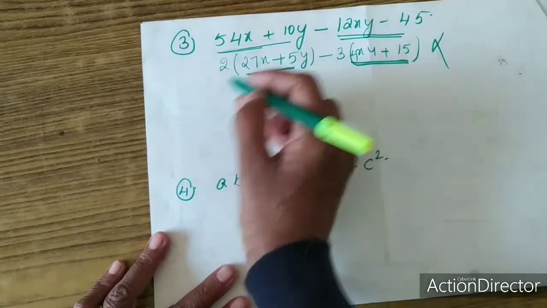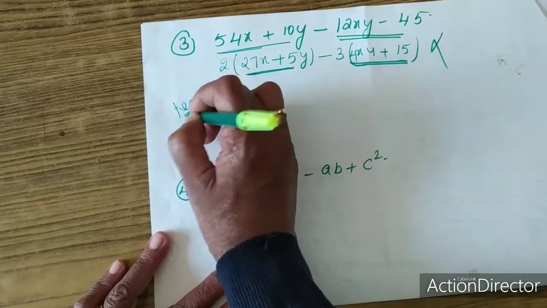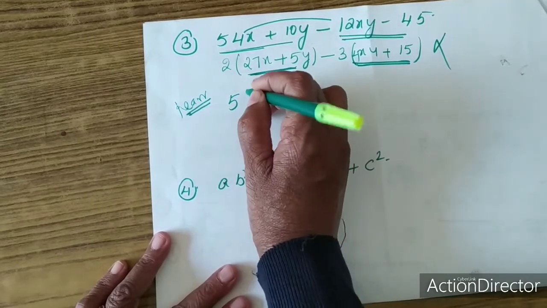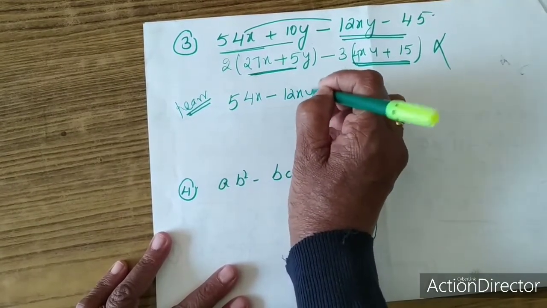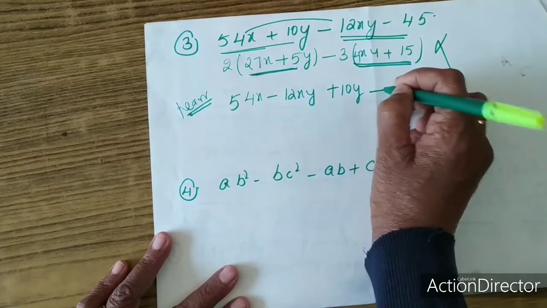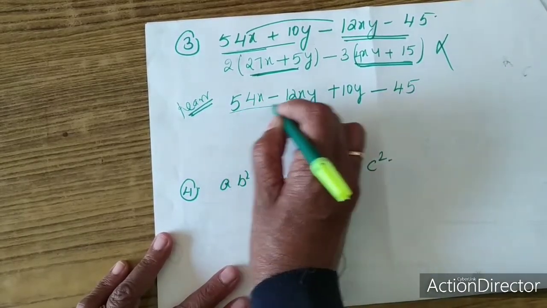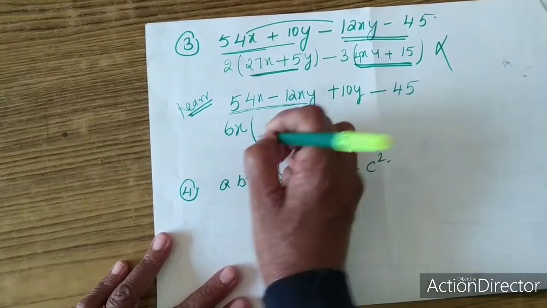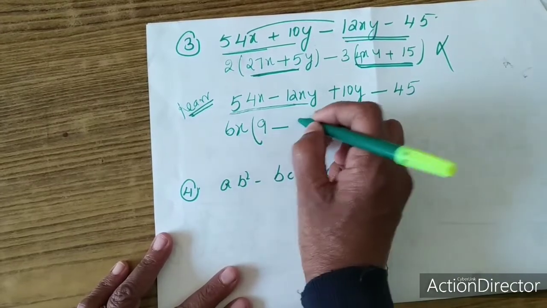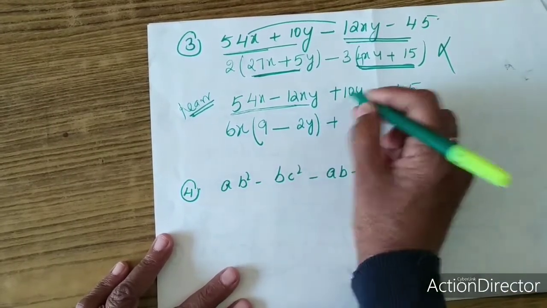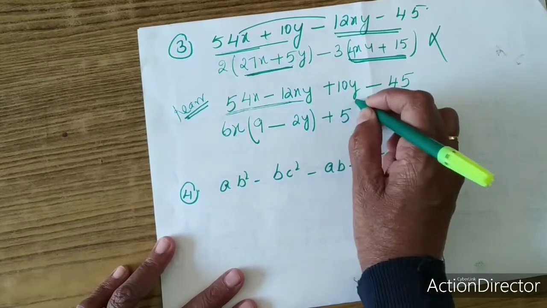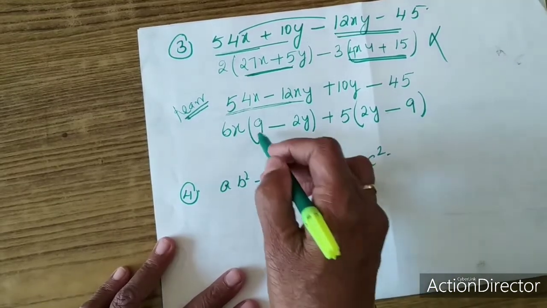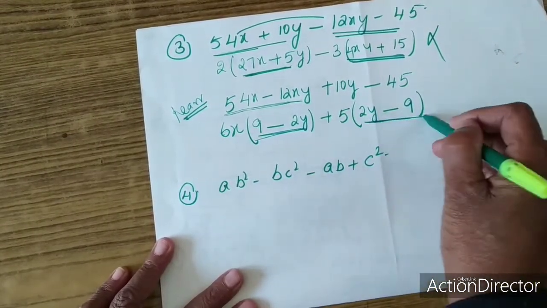So what I am going to do is the rearrangement. So first and the third term, I am going to do the rearrangement: 54x minus 12xy plus 10y minus 45. So the common factor between 54 and 12 is 6, and x is there, so 6x is a common factor. So 9 minus 2y, and here if I take 10 and 45, 5 as the common factor, I will get 2y minus 9.